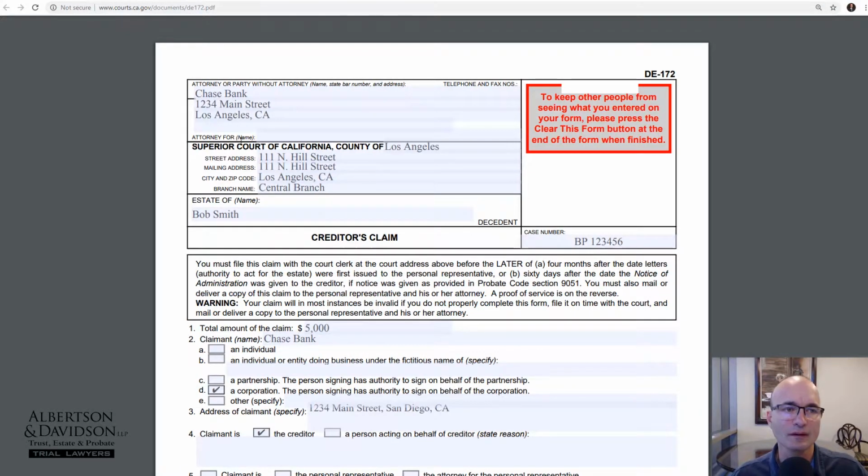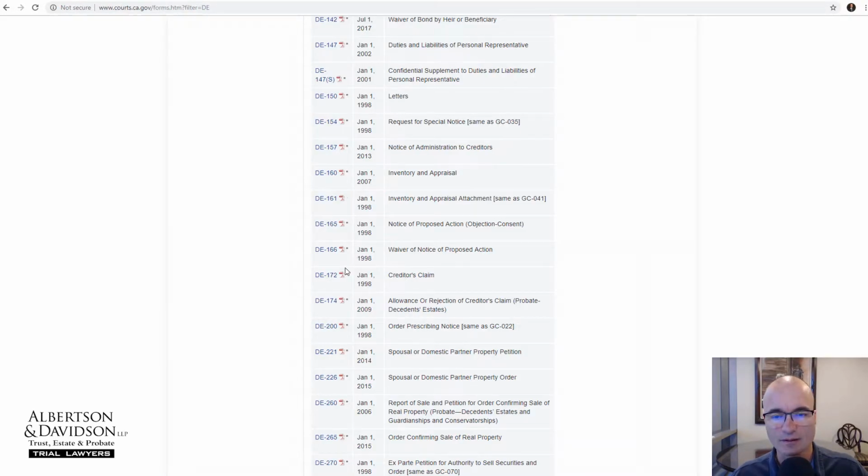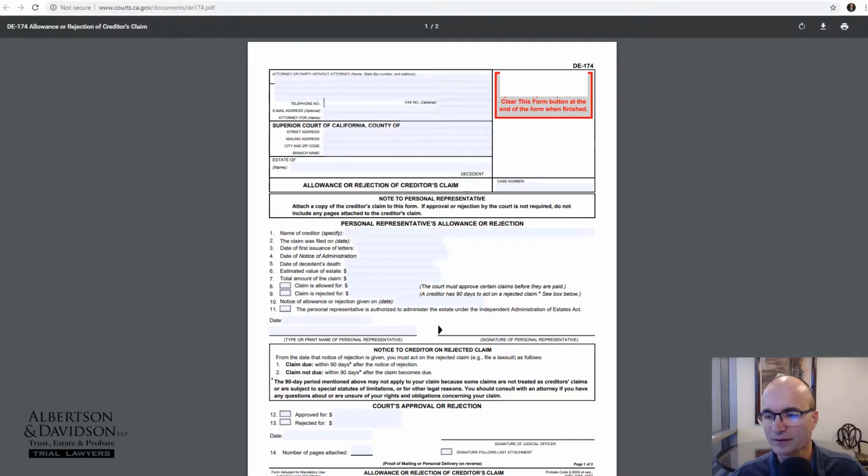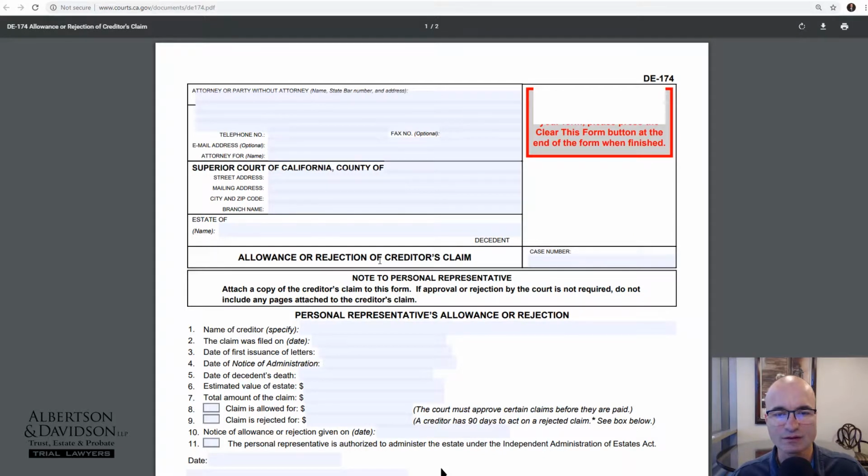So now that we've made the claim, let's look at what the executor does to either accept or reject that claim. And that's going to be Form DE 174. And so if we go over here to DE 174, this is the allowance or rejection of creditor's claim. So this is where a personal representative is either going to look at all the facts and the paperwork that the creditor submitted and say, yes, this looks valid, I'm going to pay it. Or the personal representative could say, no, this does not look valid, I'm going to reject it. Or the personal representative could accept it in part and reject it in part. I'm going to pay $1,000, but I'm not going to pay $5,000.